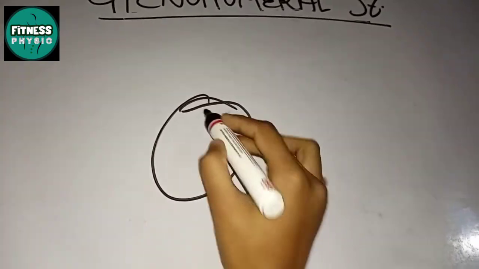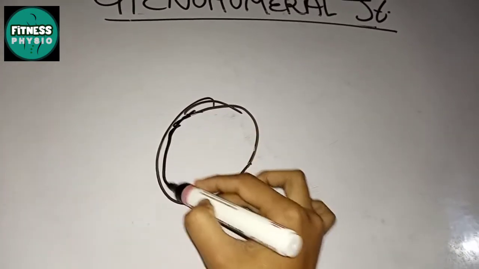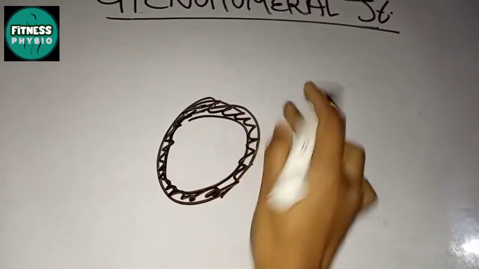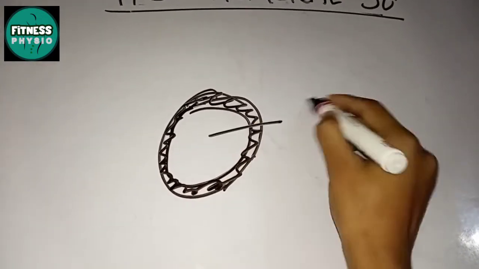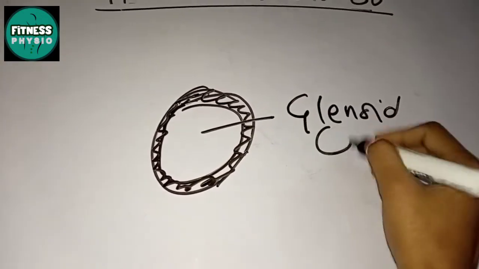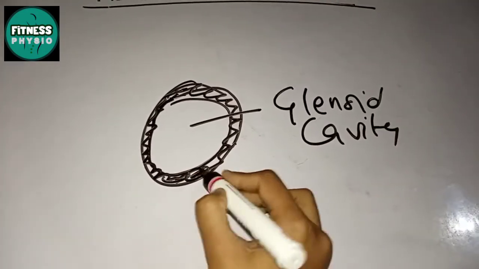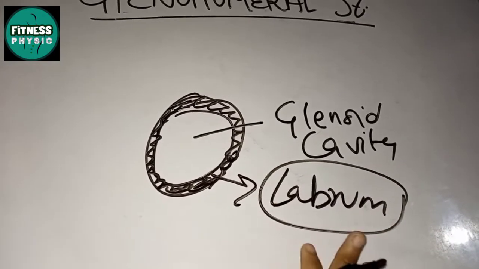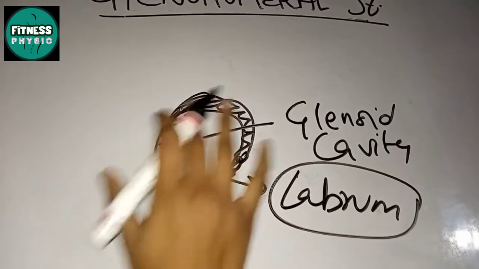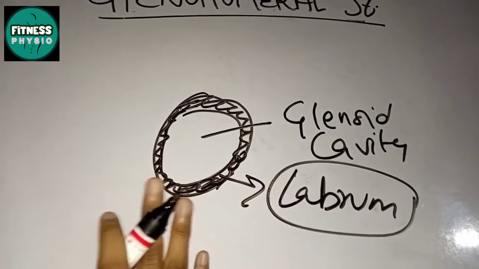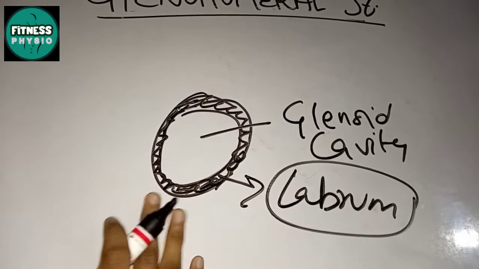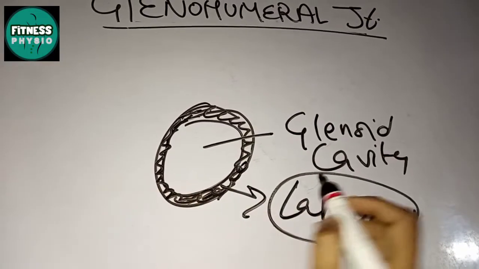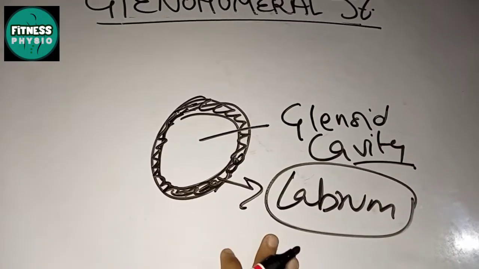There is a glenoid labrum which is attached on the peripheral side. This is your glenoid cavity, and this peripheral portion is your glenoid labrum. What is the function of this labrum? It makes your glenoid cavity more concave so that the head of humerus doesn't find any difficulty articulating with it. This is its function.